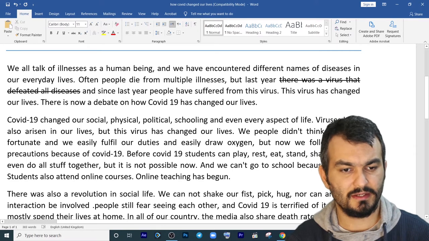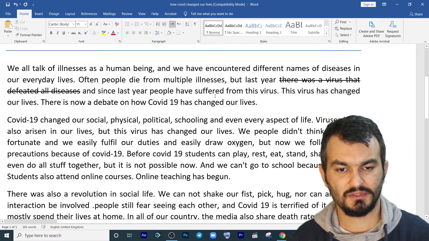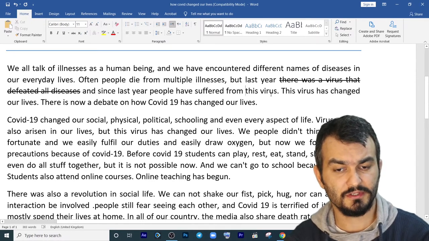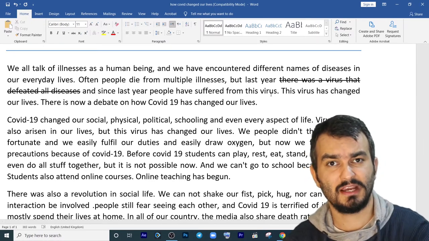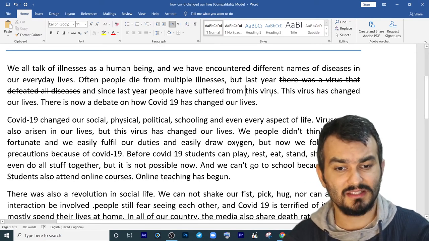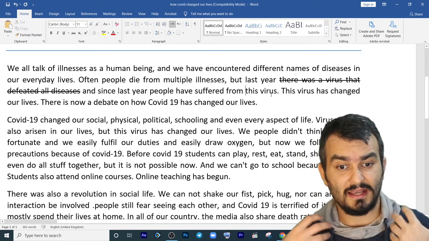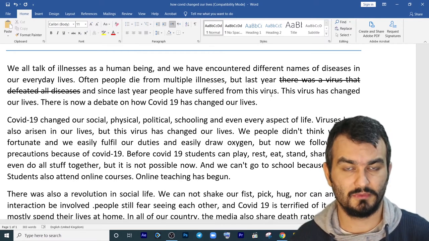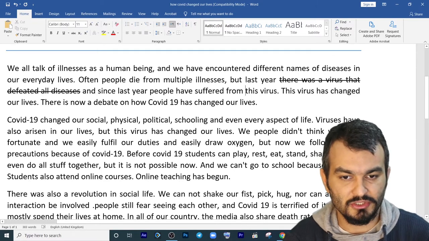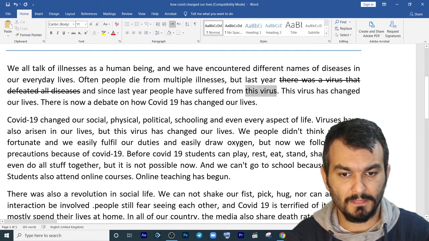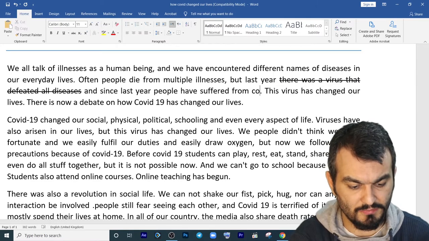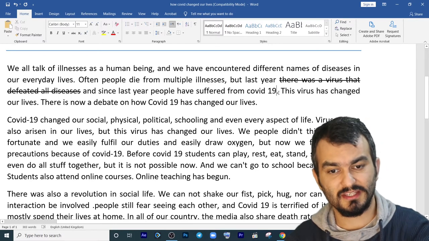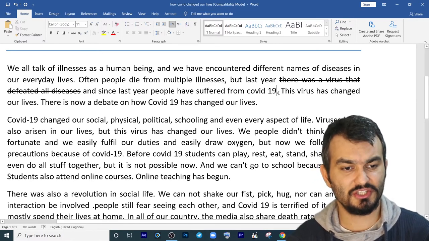Understand? It says, "And since last year, people have suffered from this virus." Which virus? You didn't talk about that. First, you have to describe it. First, you have to talk about it, and later, you can say "from this." Because as a reader, I don't know which virus you are talking about. So this is not good. You can say "from, for example, COVID-19." So in this case, we can say "this virus has changed our lives."